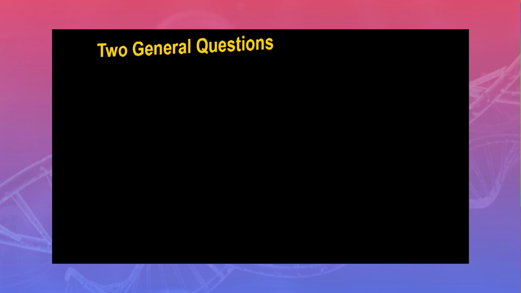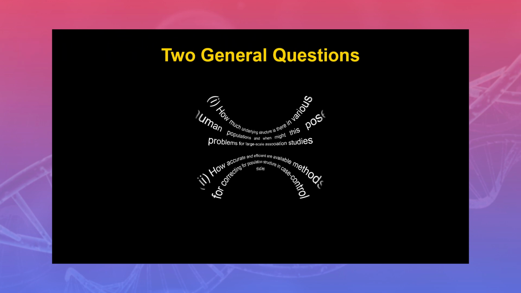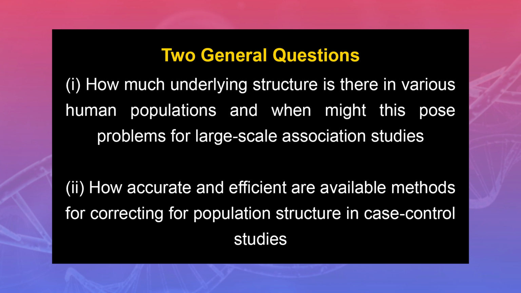Future association studies will genotype many markers and evaluate many individuals, owing to the realization that case control studies' power to detect realistic effect sizes will typically require thousands of individuals. This concern raises two general questions. One, how much underlying structure is there in various human populations, and when might this pose problems for large-scale association studies? And two, how accurate and efficient are available methods for correcting for population structure in case control studies?